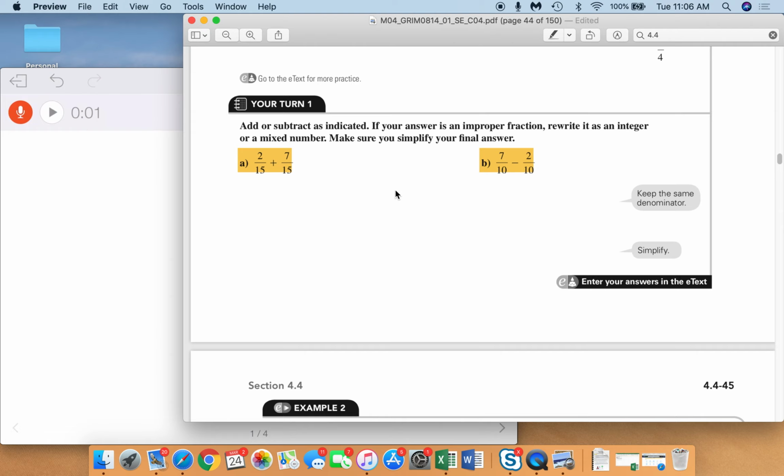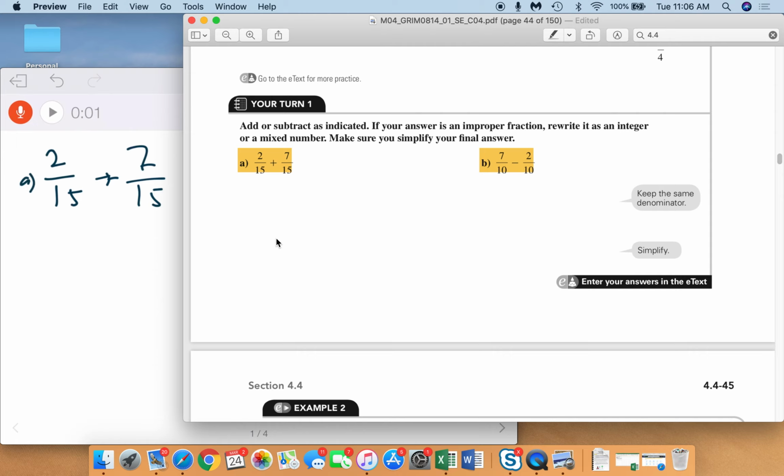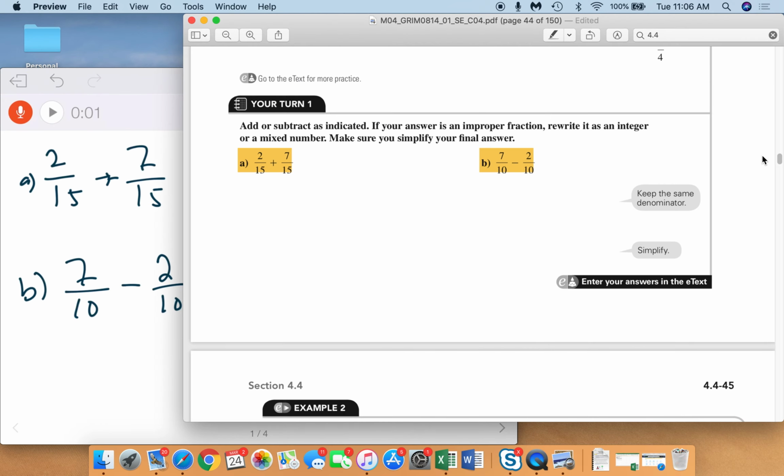So here on your turn, part A, we have 2 over 15 plus 7 over 15. So we have the same denominator, so we just need to add the numerators across. That would be 2 plus 7 over 15, which is 9 over 15. All right, that was part A. Part B, we have 7 over 10 minus 2 over 10. So again, we have the same denominator, so all we're going to do now is subtract instead of adding. So now you have 7 minus 2 over 10, which equals 5 over 10. All right, that one's pretty easy, right?